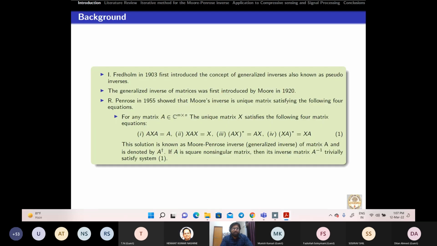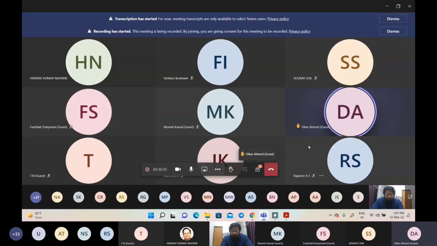I thought there was a question. What is the question? Yes, Dilan. This normal form matrix that you got, did you get it by using singular value decomposition or something else? Just tell me the method. Sorry, could you please repeat the question? The matrix that you got, was it obtained by using singular value decomposition or something else?